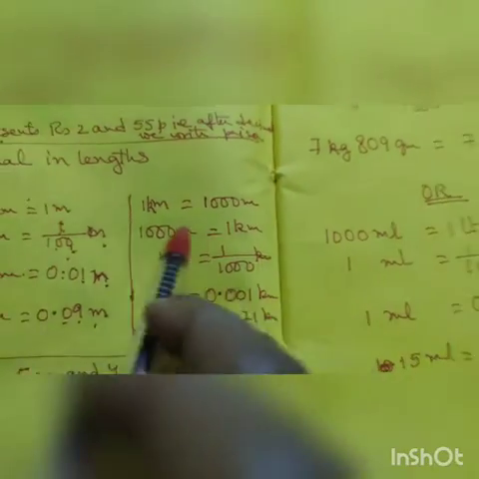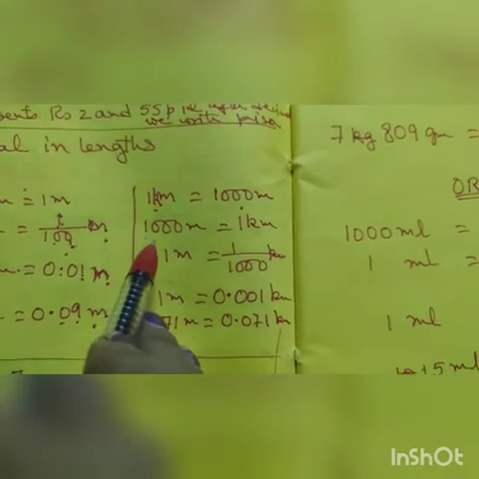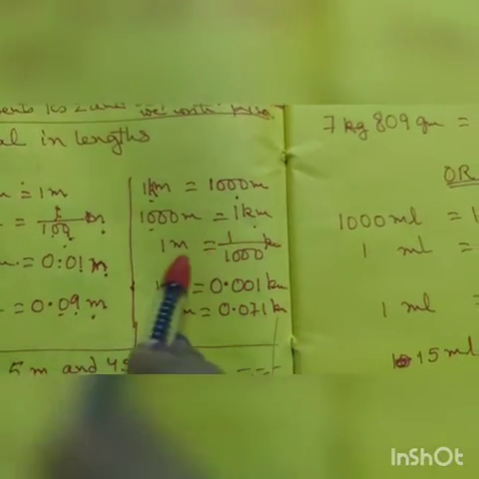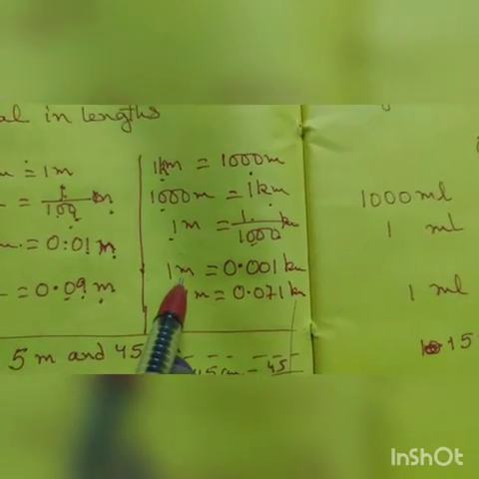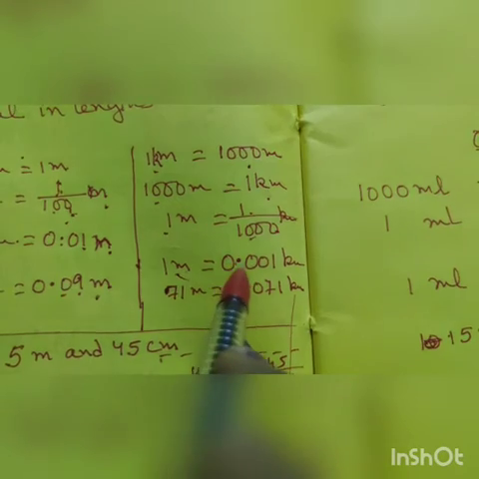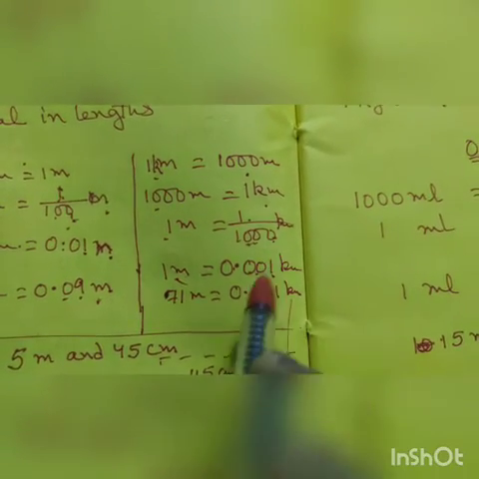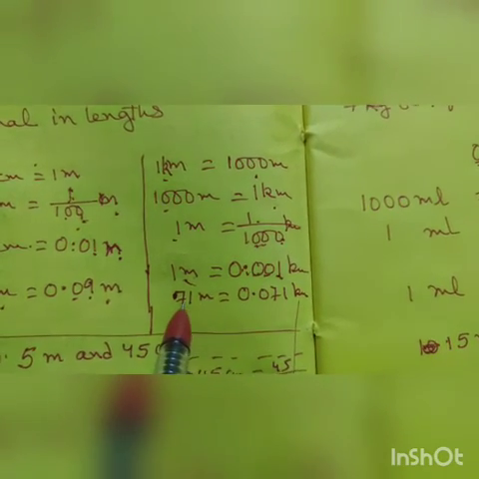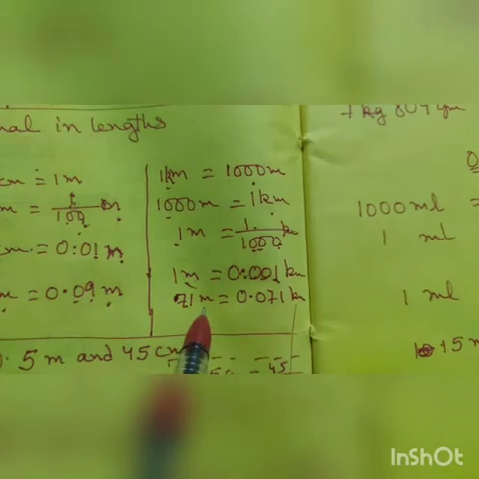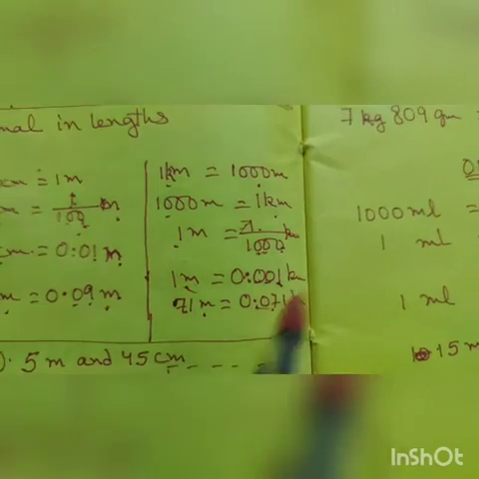Now for kilometer, 1 kilometer is equal to 1000 meter. So 1000 meter is equal to 1 kilometer, or 1 meter will be 1 by 1000 kilometer, or 1 meter is equal to 0.001 kilometer. Why? Because there are 3 zeros, so we will be adding 3 digits after the decimal. Suppose it is 71 meter, then what will I write? Instead of 1 I will be writing 71 and I will be getting this number.